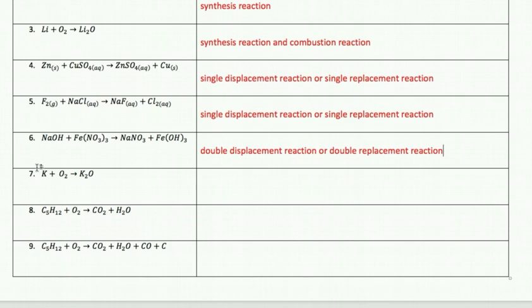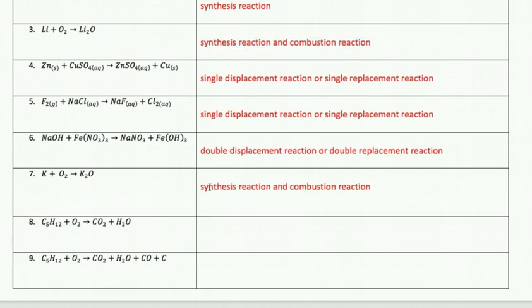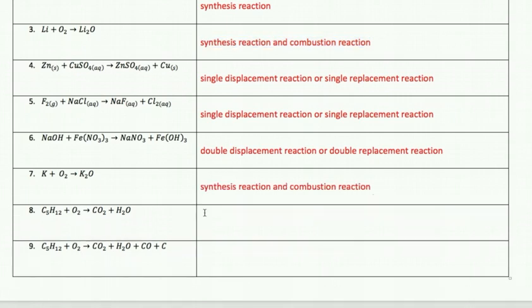Move on to the next one. So we have potassium. You're looking at that, that's a metal. It's just a lone element coming in. Oxygen is a reactant, and it's making potassium oxide. So again, 2 reactants formed 1 product, or hopefully you also saw, oh, there's that oxygen as a reactant, so combustion. So again, this one has 2 reaction types. You need to write both of them in order to get full marks.